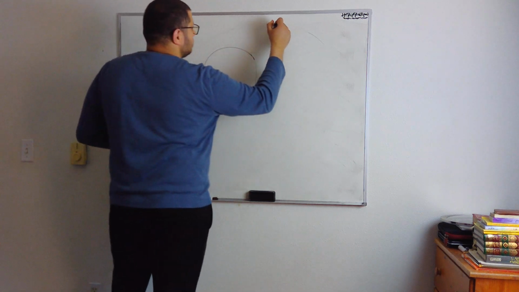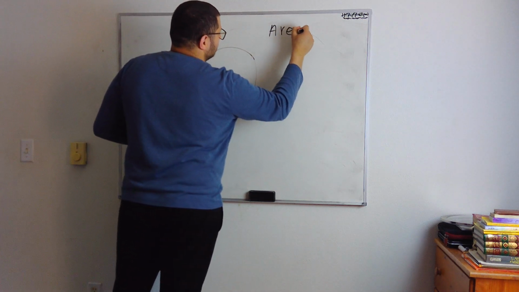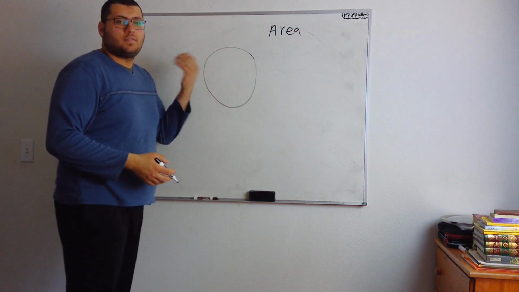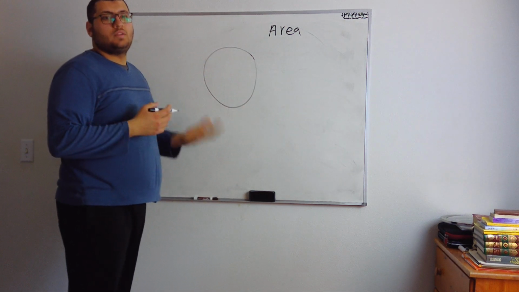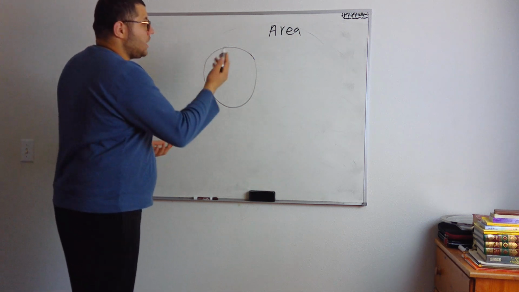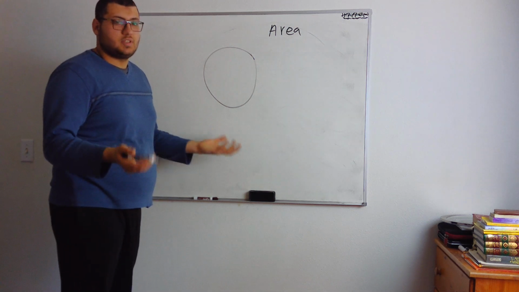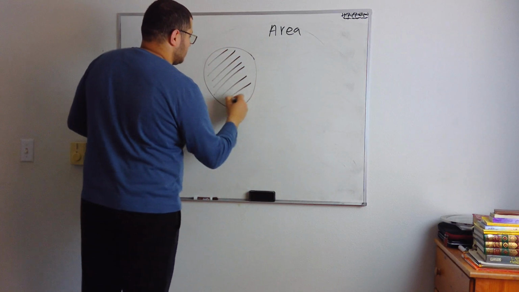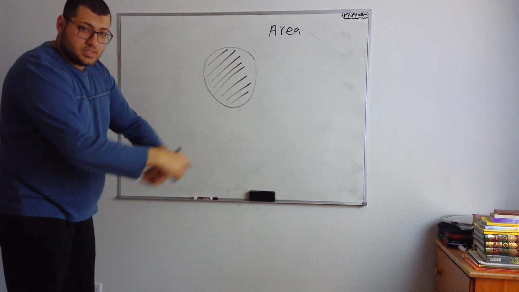Today we're going to talk about the area of the circle. In other videos about finding the area of other shapes, we defined area as the space inside the shape, right? The area here has the same definition. It's the space inside your circle.